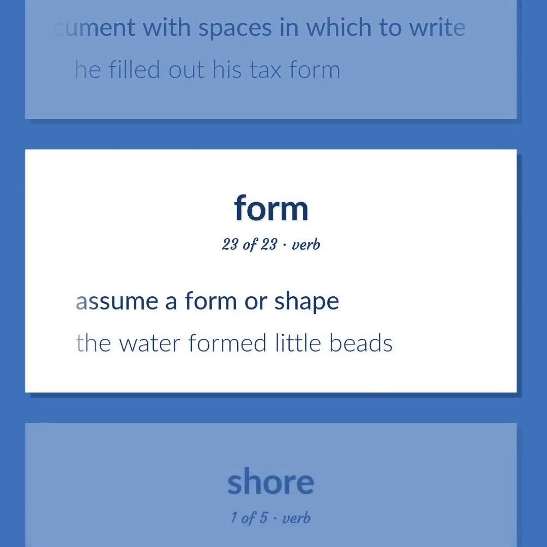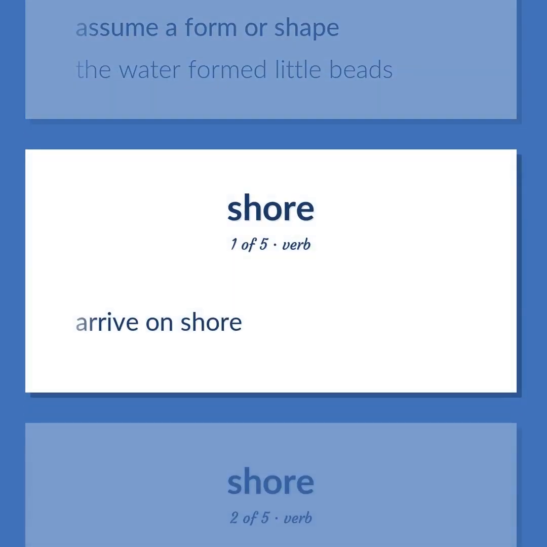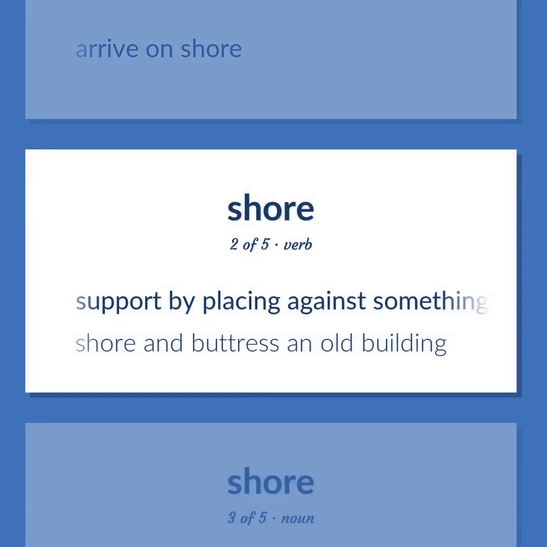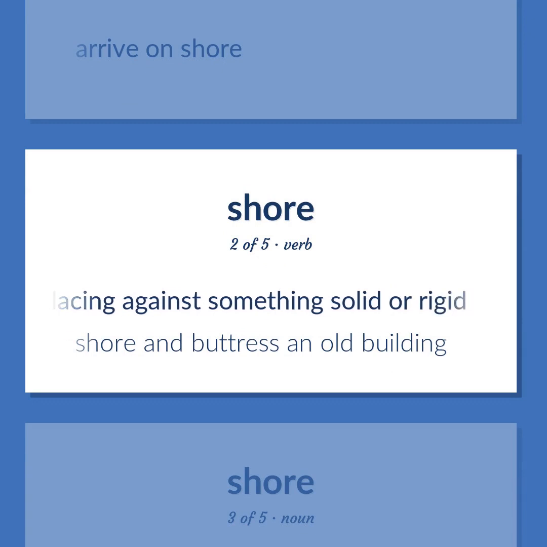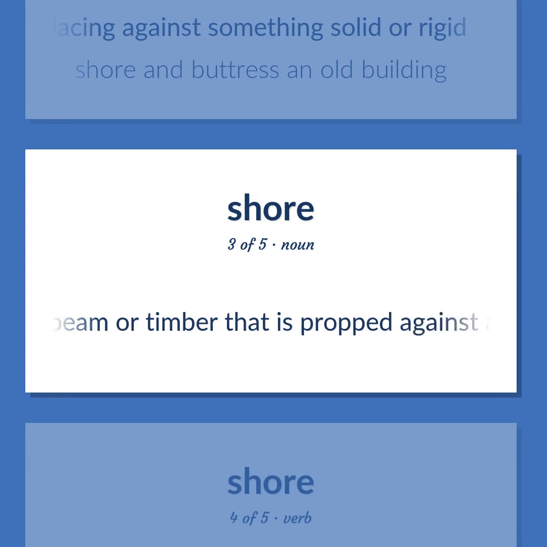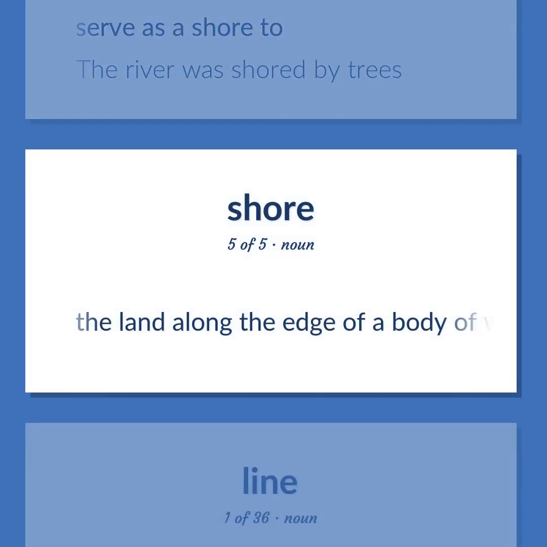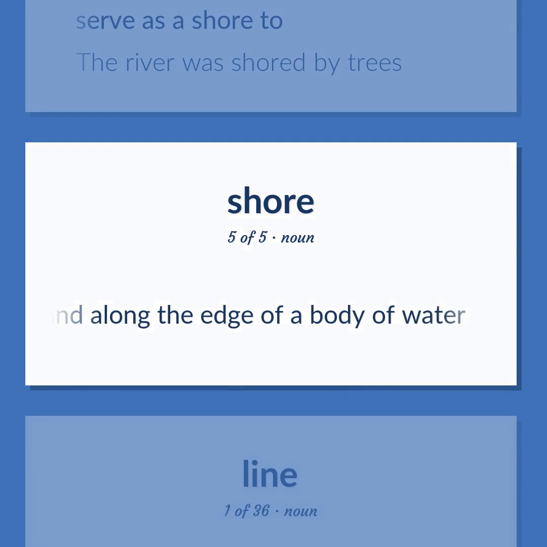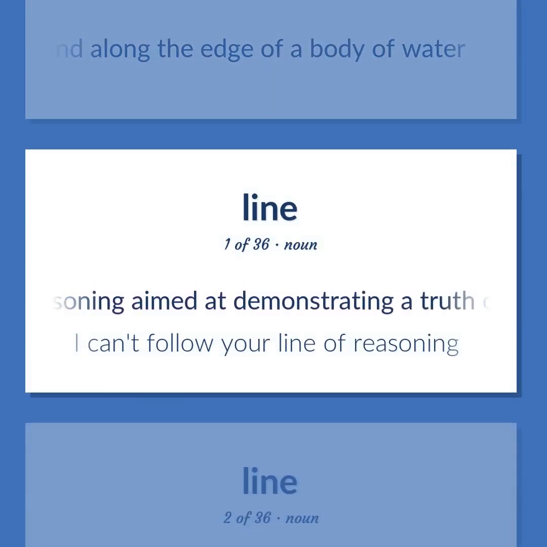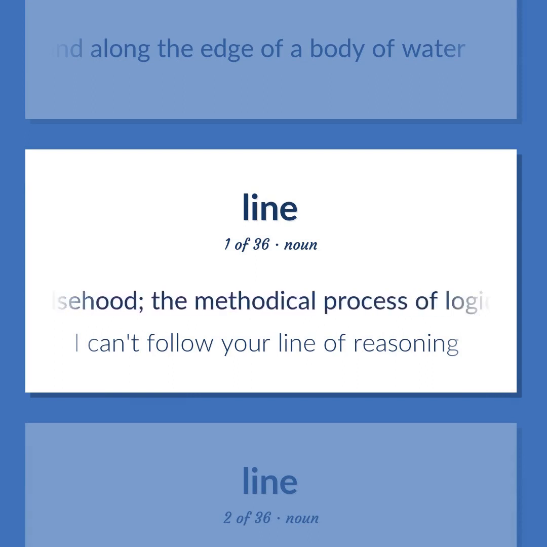Assume a form or shape. The water formed little beads. Arrive on shore. Support by placing against something solid or rigid. Shore and buttress an old building. A beam or timber that is propped against a structure to provide support. Serve as a shore to. The river was shored by trees. The land along the edge of a body of water. A course of reasoning aimed at demonstrating a truth or falsehood. The methodical process of logical reasoning. I can't follow your line of reasoning.